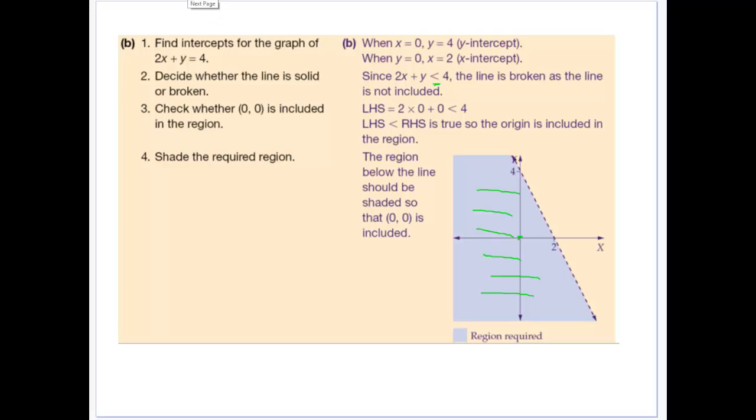So follow that process every time. If we follow that process, we should not run into too many hassles. Graph our line, decide whether it's a solid line or broken line, test a point, and usually (0, 0), unless the line goes through (0, 0), and then you can test any other point. And then once you've decided which side is to be shaded, we shade it in. So there's our process. We'll have a look in some more videos at some questions and see how we go with them.